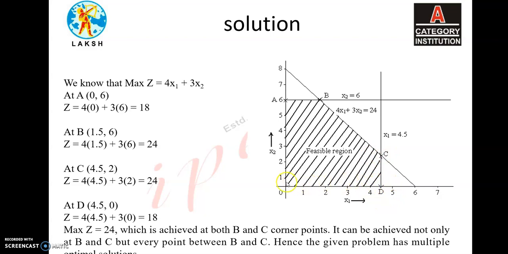Now find the coordinates of this feasible region and put them in the objective function, and the maximum value is here. You are noticing that 24 is repeating 2 times, so there are multiple optimal solutions, and the values of the variables are x1 1.5 and 6, and another is 4.5 and 2. Hence, the given problem has multiple optimal solutions. Alright.